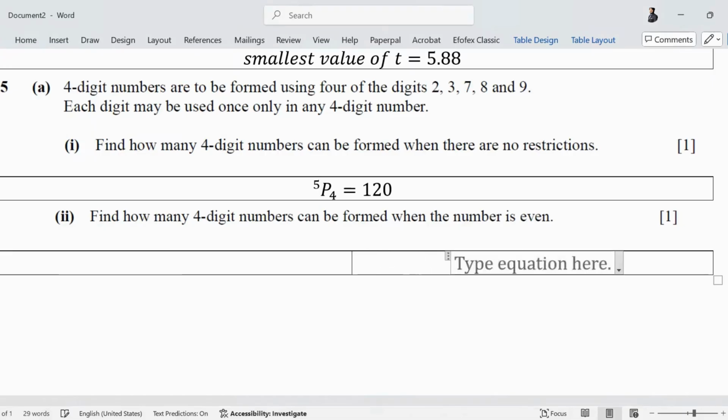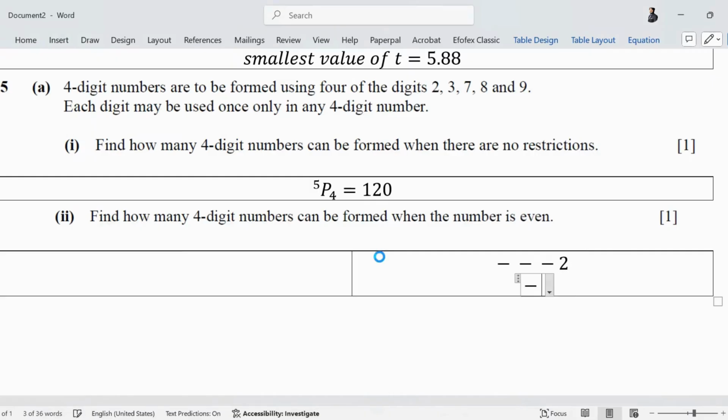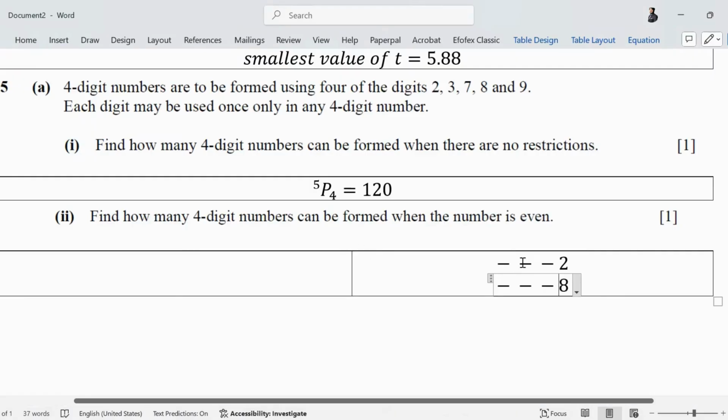Very good. 1, 2, 3. The first 3 digits can be anything. The last digit has to be 2 or 8. Is that right? Yes, that's it. 3 numbers, and the last digit has to be 2 or 8.